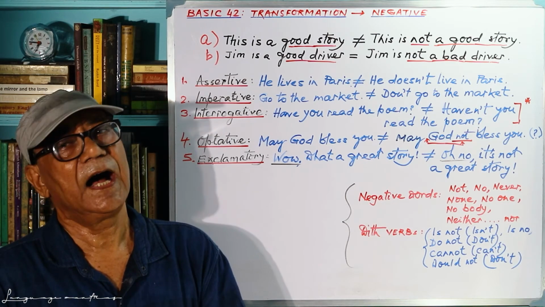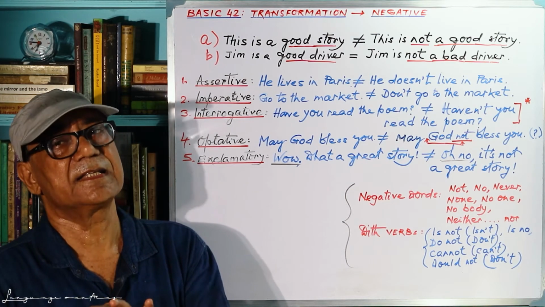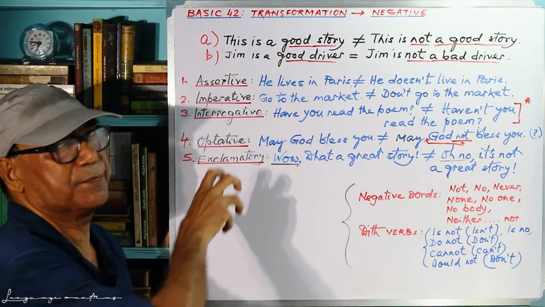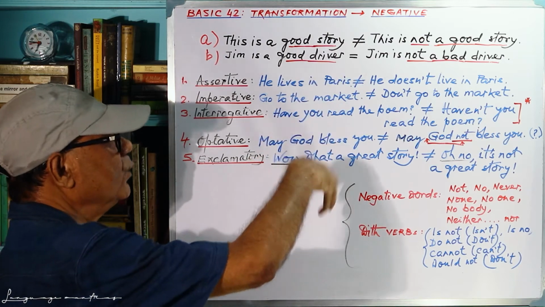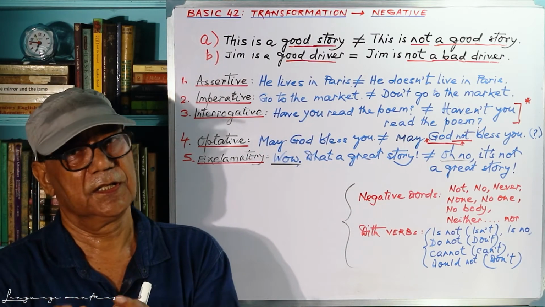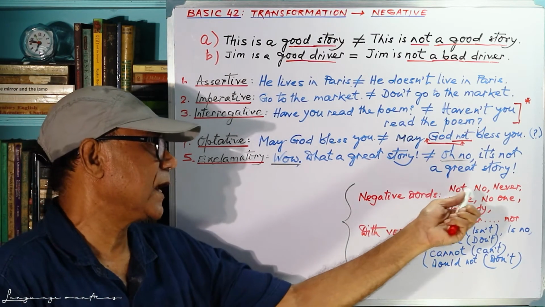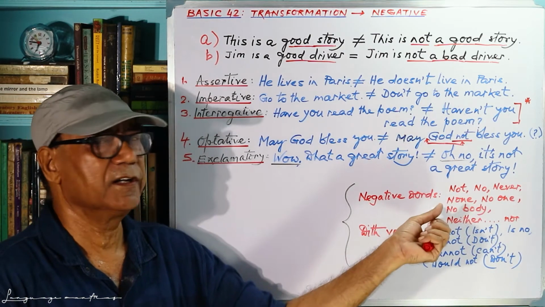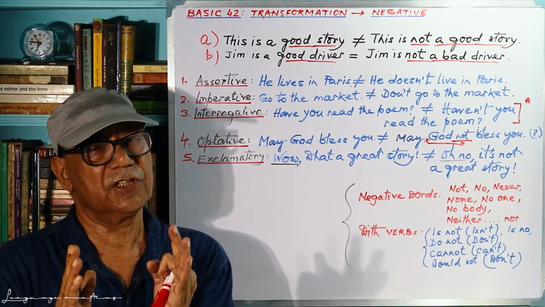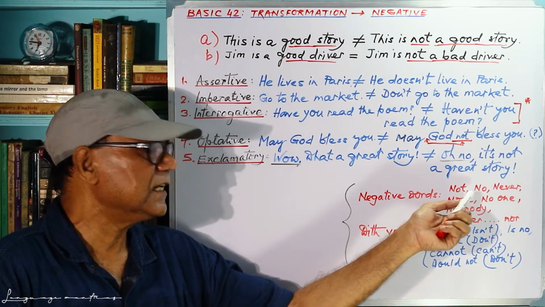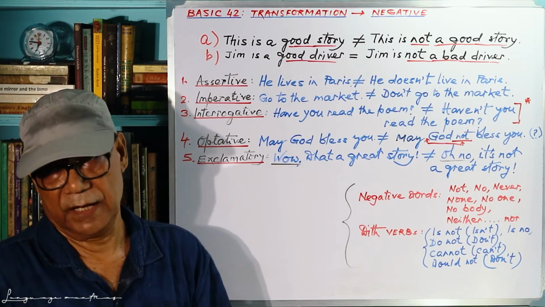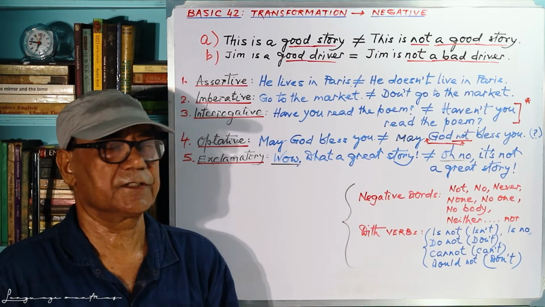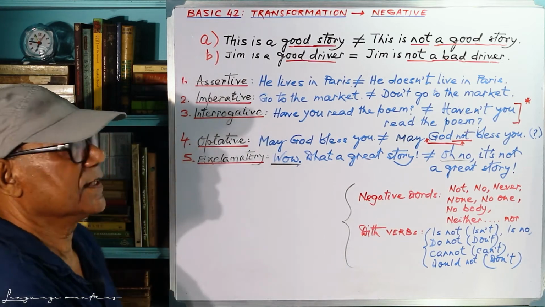So let's see how negative sentences are formed in these particular types. Mostly I have used "not," but we can use other things also like no, never, none. Just use those things, it's not difficult. So you understand the basic structure, and using other negative words, no, never, nobody, would not be difficult. So let's start. Assertive sentence.